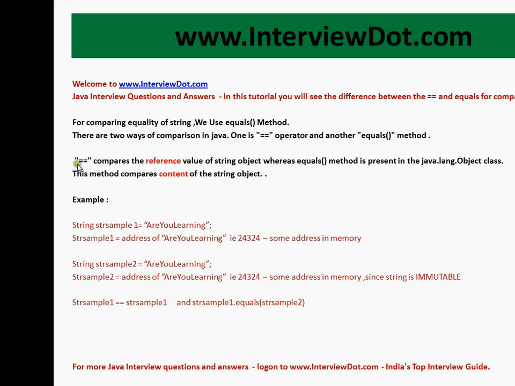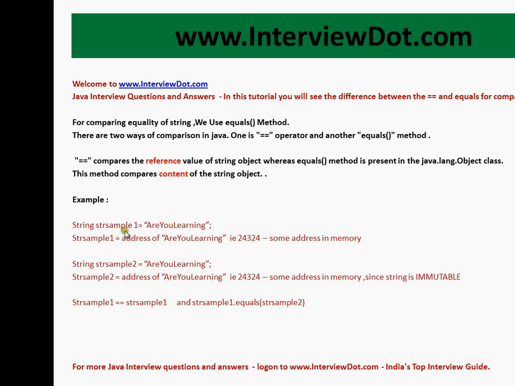The double equals operator compares the reference value of the string object, whereas equals method is present in java.lang.Object class. This method compares the content of the string. Reference, content, very important, you should remember these two words, reference and content.